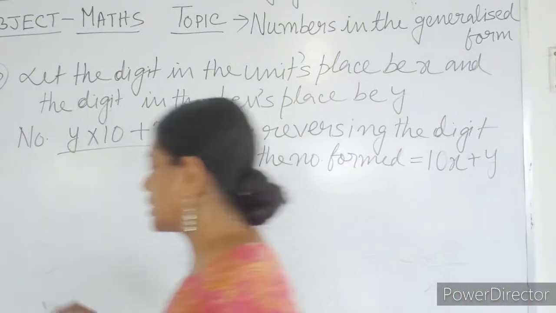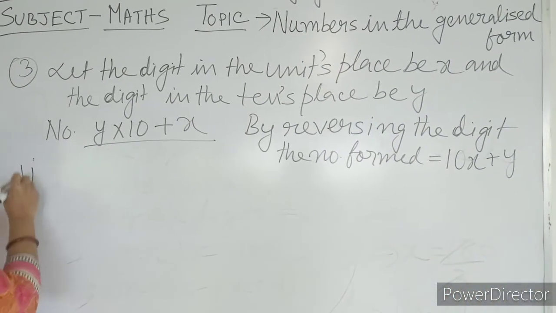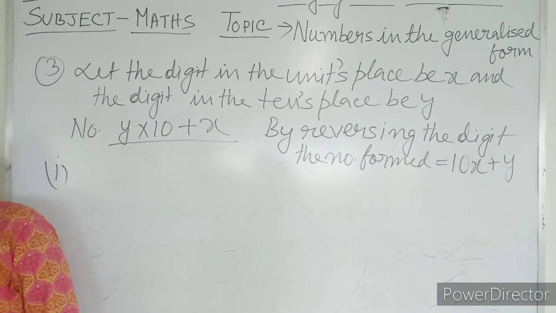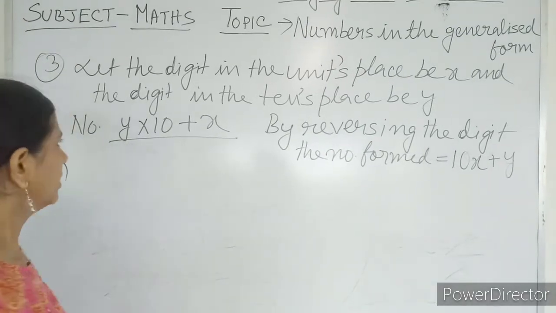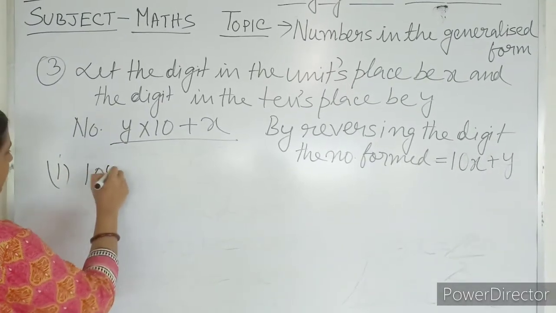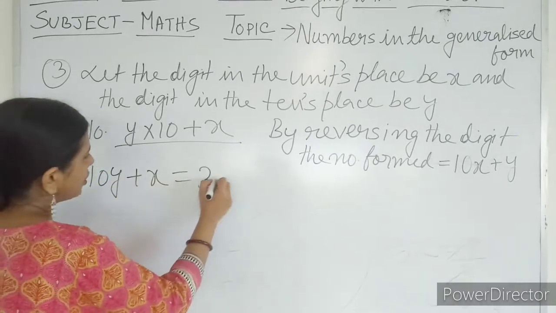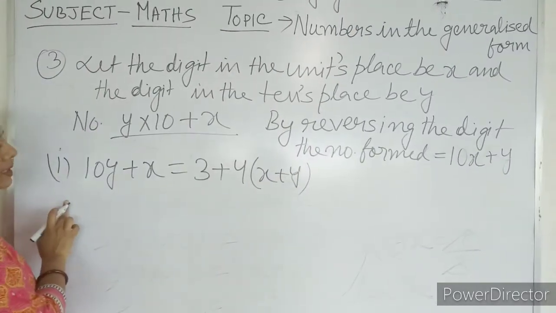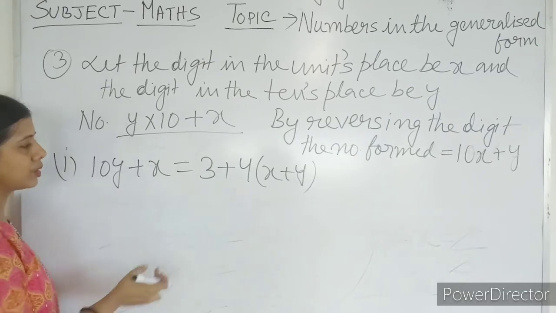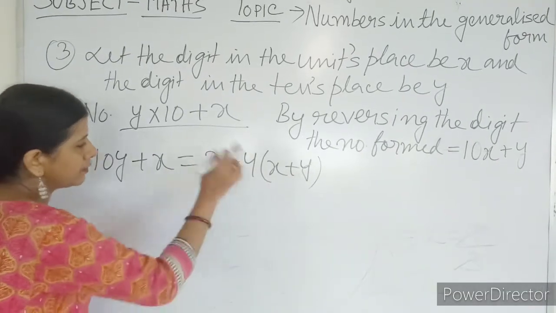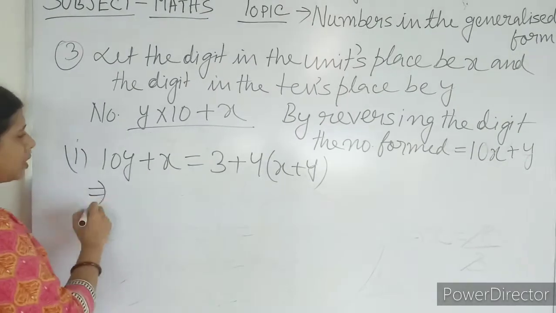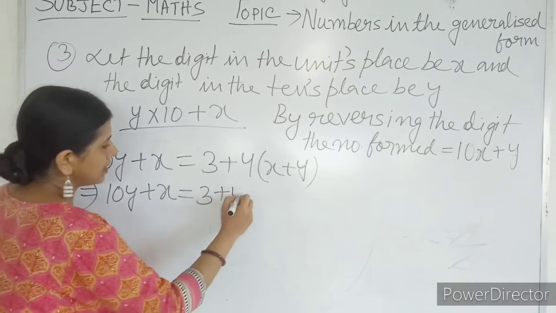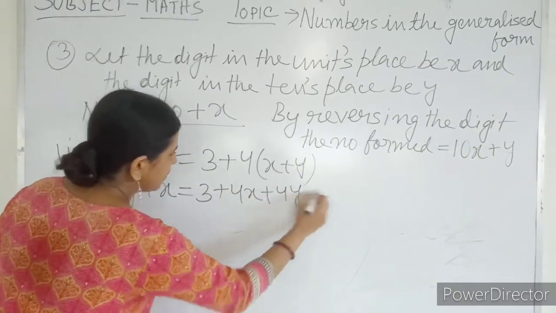Now what is the condition given to me? Two conditions are there. According to the first condition, the 2-digit number is 3 more than 4 times the sum of the digits. 3 more than means 3 plus 4 times the sum of the digits. So what I am going to get? 10y plus x equal to 3 plus 4x plus 4y.